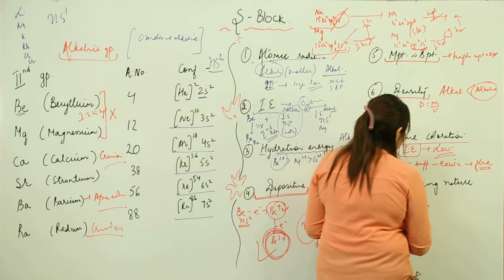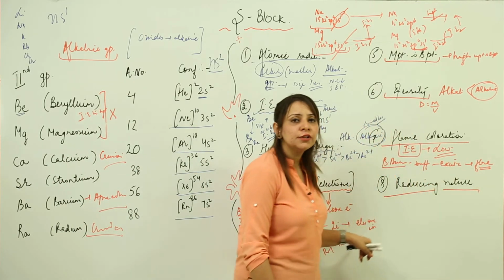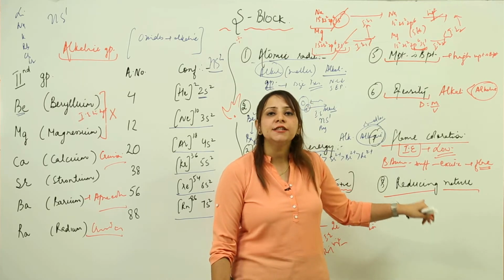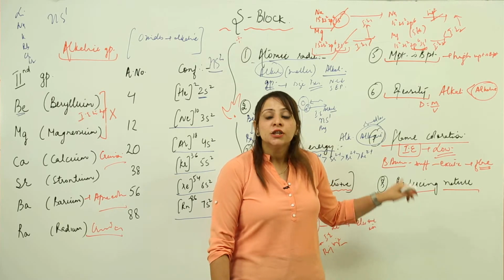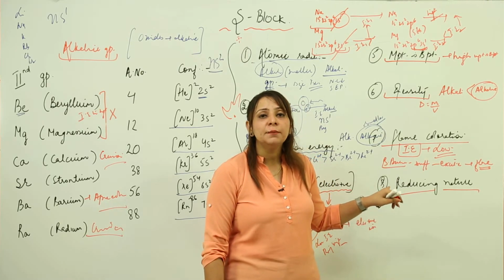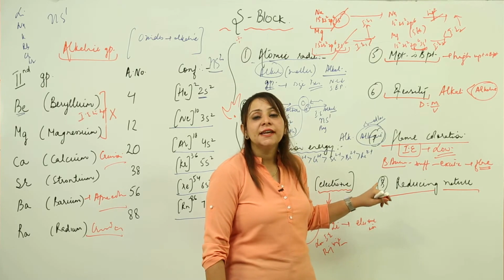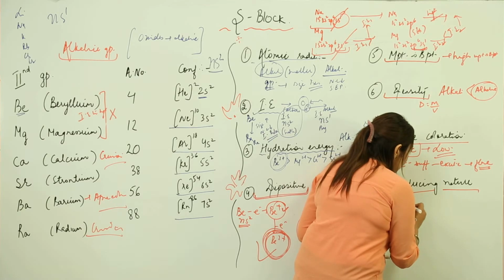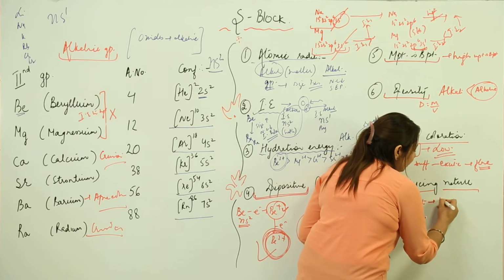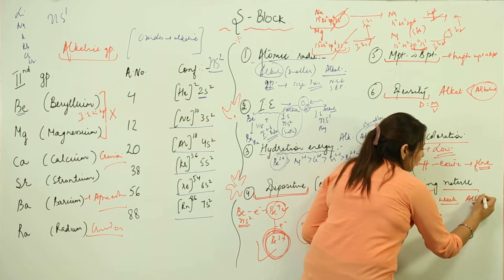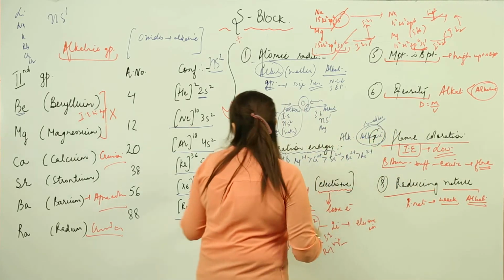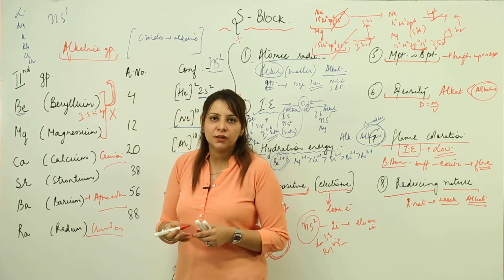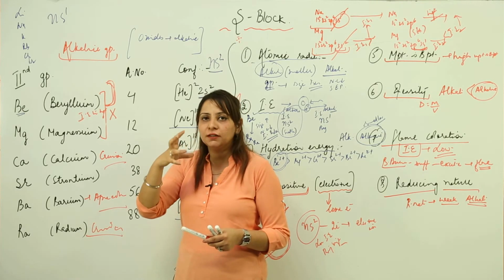Now the next property is reducing nature. If we talk about the reducing nature, they do have a tendency to lose electrons. We know that any substance which has a tendency to lose electrons acts as a reducing agent. So they do have the tendency, but it is comparatively low as compared to alkali because they have high ionization energy. So their reducing nature is weak as compared to the alkali ones. But beryllium is an exception because it has less tendency to lose electrons, right, because it has a smaller size.